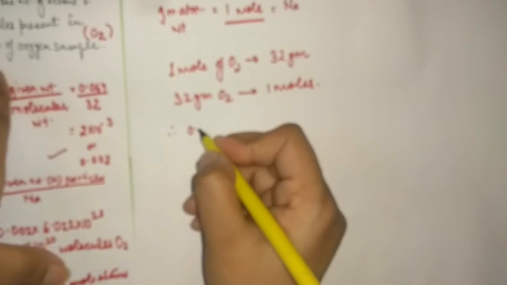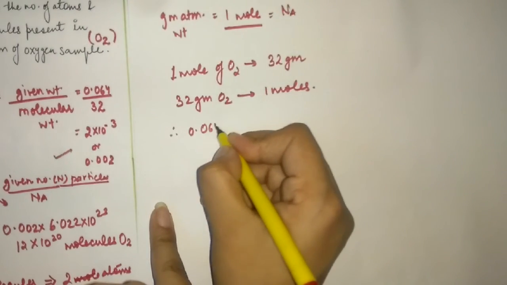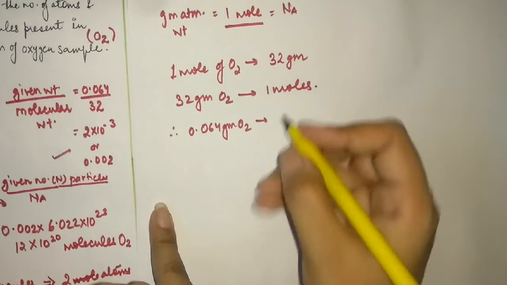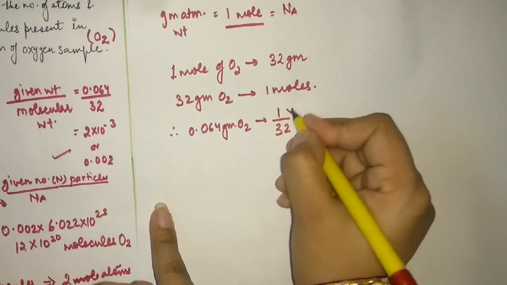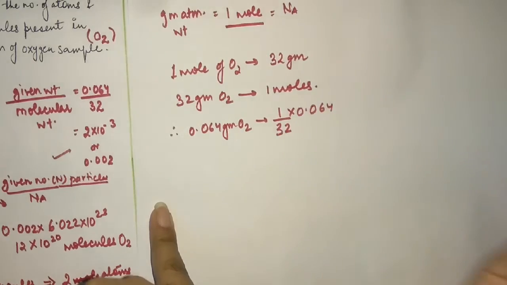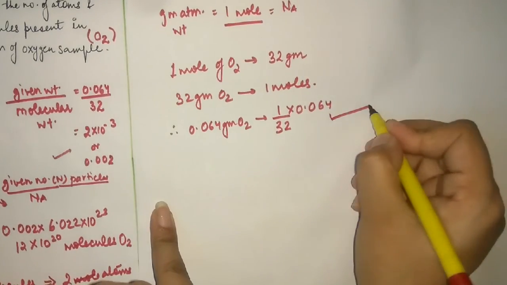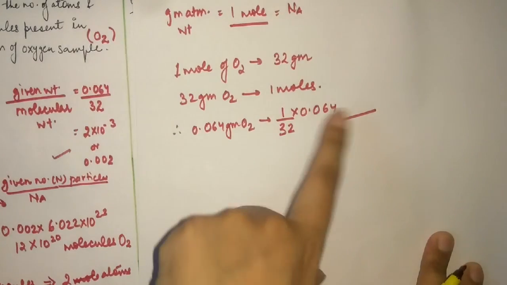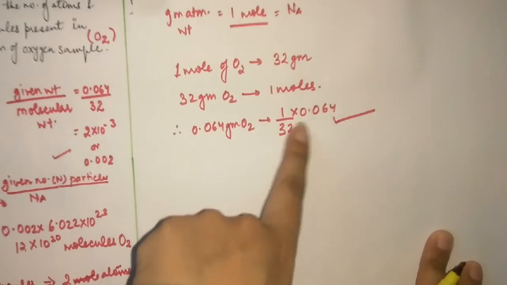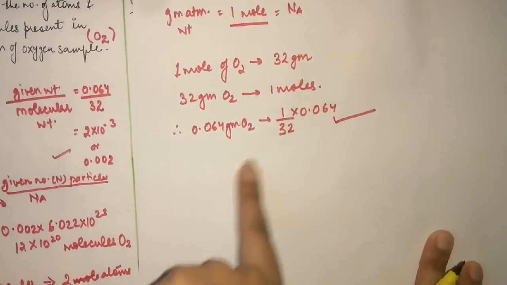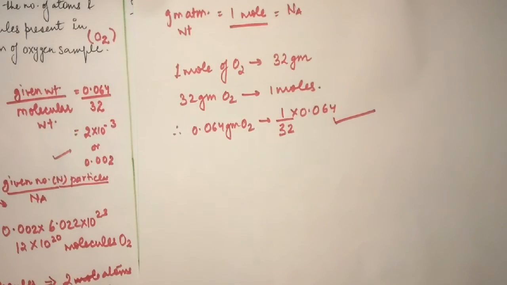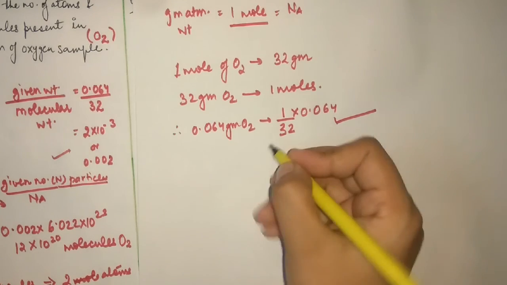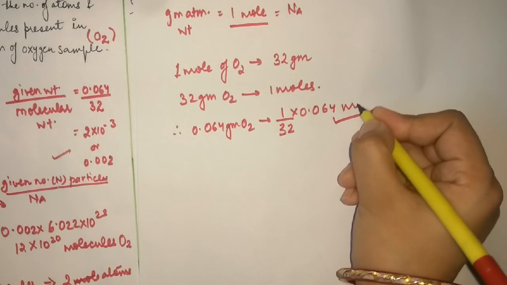Therefore, in the question, 0.064 grams of O2 will contain how many? 32 grams is 1 mole, so 1 gram is 1 by 32, into 0.064. Unitary method, isn't it? So don't you think this is what we are doing? Directly we are doing it over here: 6.022 into 0.064 divided by 32. This is the unitary method. This you have done directly. So you can approach the question any which way you like. This is done. So you got the number of moles.